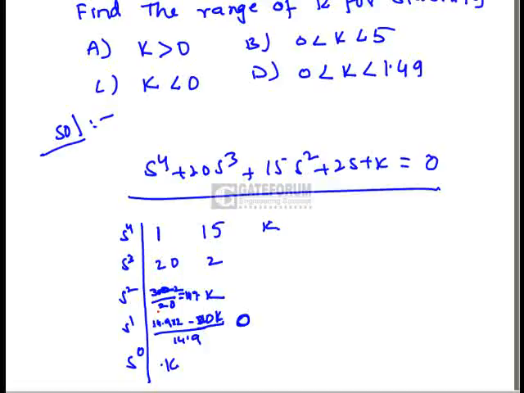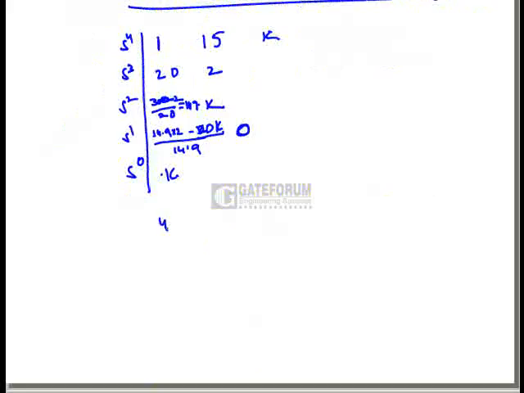Now here 14.9 is also positive, and if you come to s power 1, here 14.9 into 2 minus 20k should be positive. This should be positive means what? 14.9 into 2 minus 20k should be greater than 0, then only this is positive, and the s power 0 coefficient is k, so this is also positive. That means k should be greater than 0. Now these are the two conditions. If you satisfy these two conditions, then we say that the system is stable.